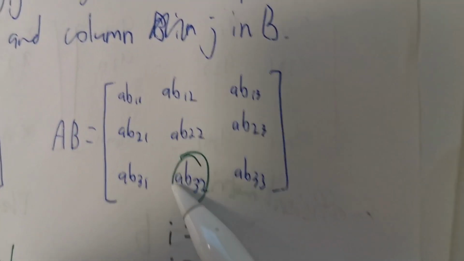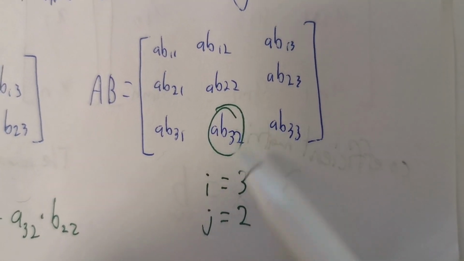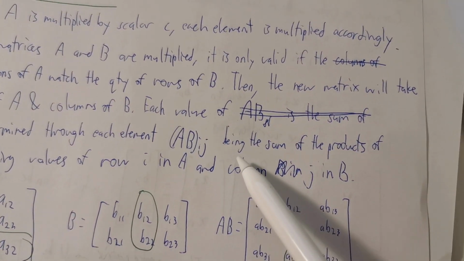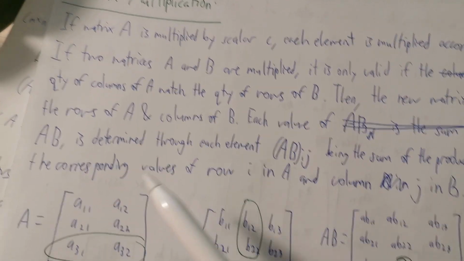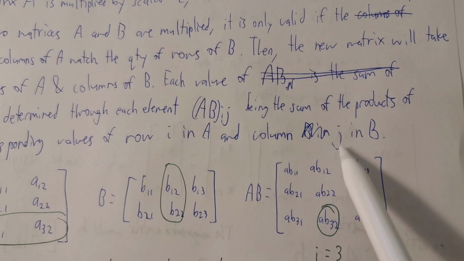To get the combined value AB_ij, you want to find the sum of the products of the corresponding values of row i in A and column j in B. That sounds a bit complicated, but it's actually pretty simple, right? So here, i is 3, right?